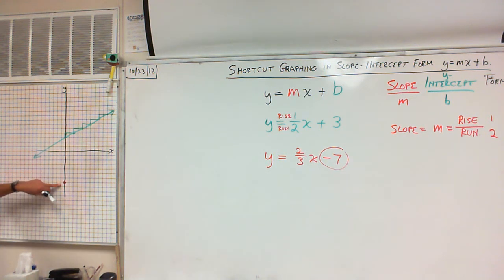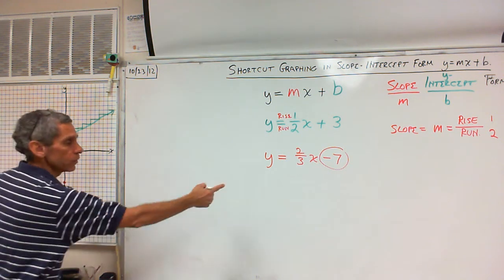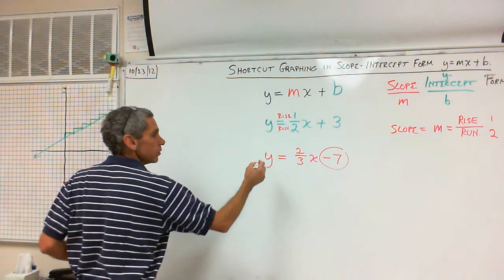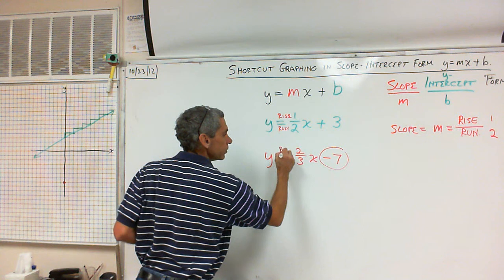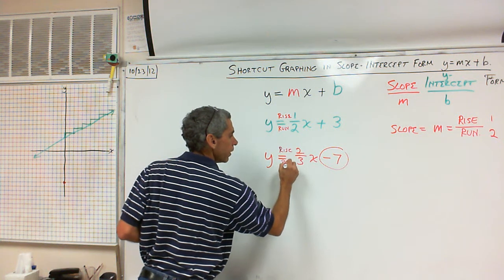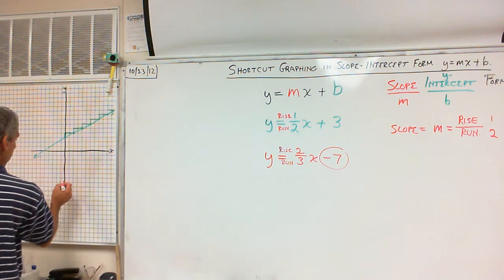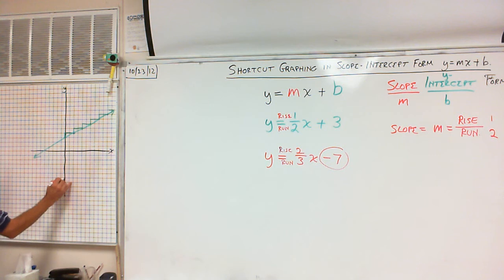Now, from that dot, I need my slope to find the next point. What's my slope? 2/3. So I'm going to rise 2, and I'm going to run 3. So from this point, I'm going to rise 2, run 3, and put a dot. And if I was doing it in 4 seconds, I would just stop there, and I would draw my line like this. Right? And I'm done.